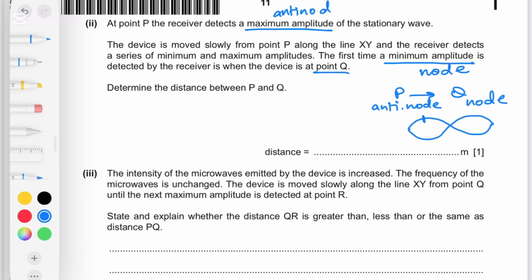Remember what I said about how a node and an antinode look on a stationary wave. The antinode is this point over here, so let's assume this is point P. The next node, that would be this one over here, is point Q. Determine the distance between P and Q.